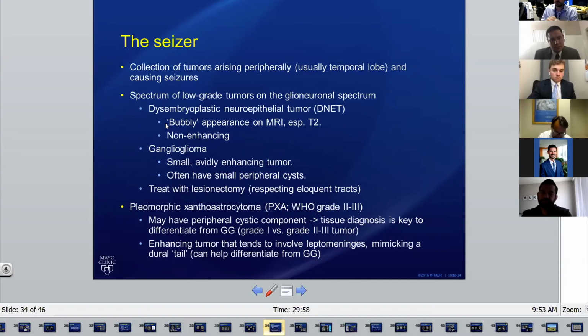Gangliogliomas are also low-grade glioneuronal tumors, but they're small, they avidly enhance, and they have these small peripheral cysts associated with them. Now, this can often be confusing because it looks very similar in appearance to another tumor that can be grade 2 or 3 called a pleomorphic xanthoastrocytoma. These may also have a peripheral cystic component, and so you need a tissue diagnosis to differentiate it from this grade 1 tumor, which can be cured with surgery.